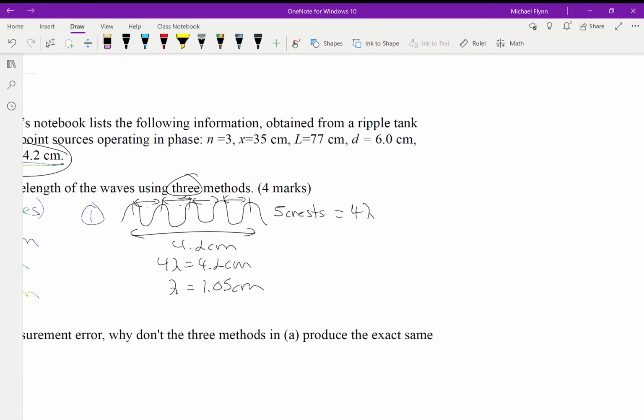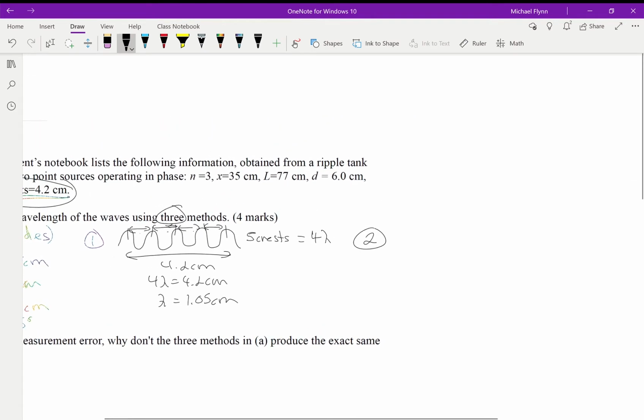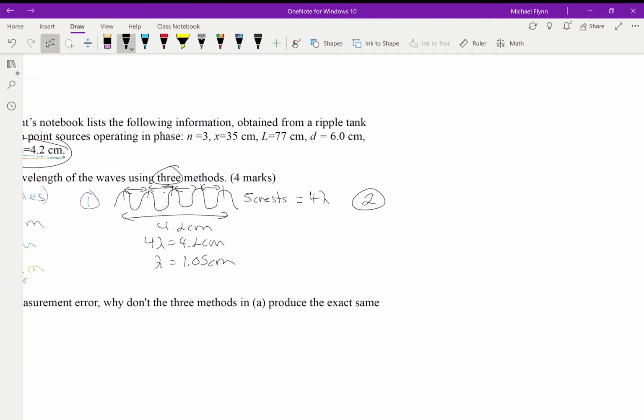Number two, we're going to use some of our other formulas. Because they give us all these variables, one of the formulas I can use is xn over L equals n minus 1/2 times lambda over d. That's one of our formulas on the list. Now I'm going to solve this for the one that I don't know, which is the wavelength. I'm not going to use the answer from number 1. That's one method of finding it; this is another one. So I'm just going to plug these numbers in.